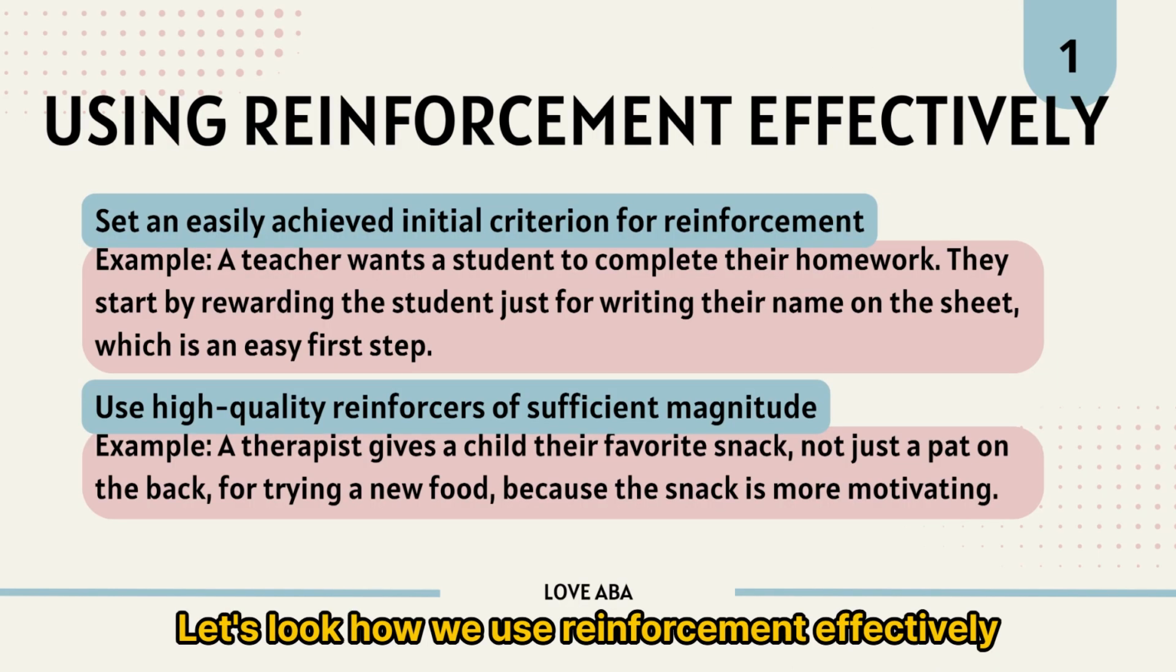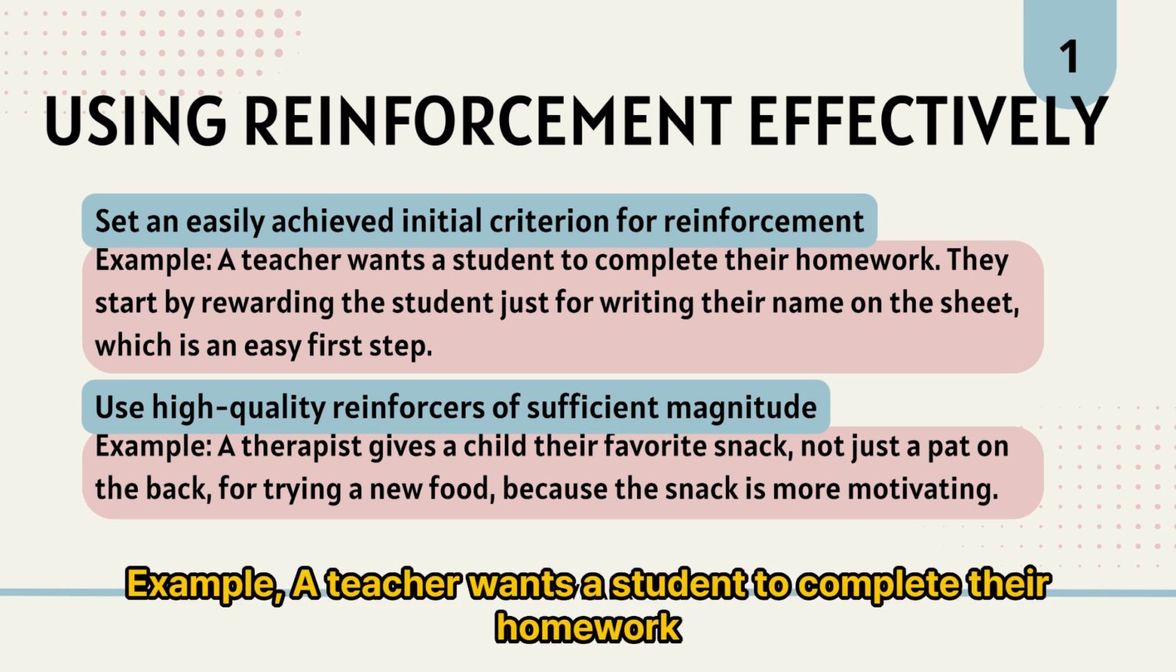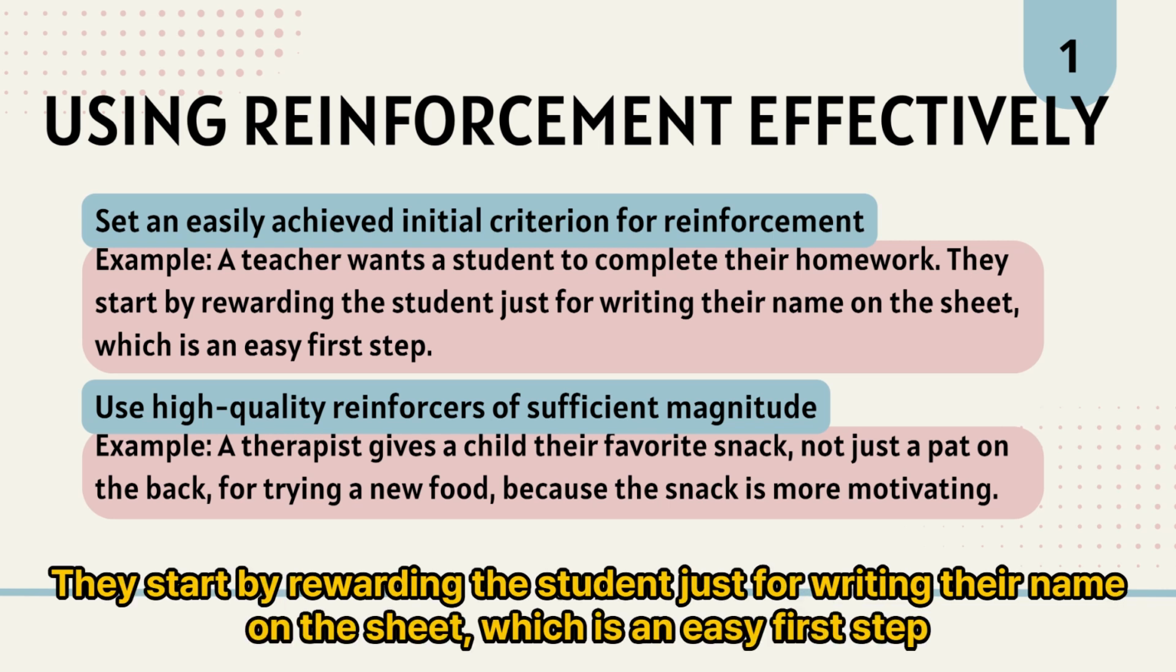Let's look at how we use reinforcement effectively. First, set an easily achieved initial criterion for reinforcement. Example: a teacher wants a student to complete their homework. They start by rewarding the student just for writing their name on the sheet, which is an easy first step.